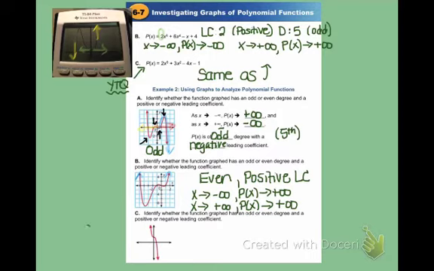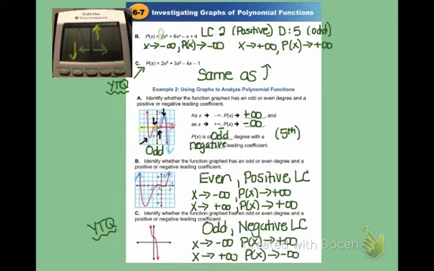So why don't you go ahead and give C a try. This is a you try question. Tell whether this is an odd or even function, whether it's got a positive or negative leading coefficient, and then describe the end behavior to the left of the y-axis and to the right of the y-axis. In other words, towards positive infinity for x and towards negative infinity. So pause the video now and try example C.